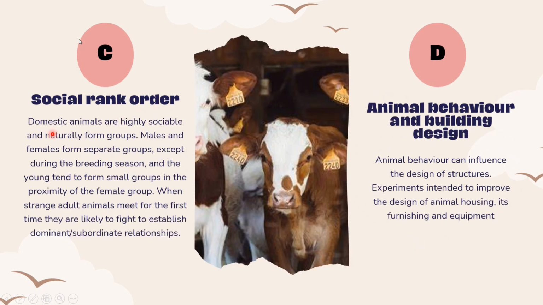Social rank order. Domestic animals are highly sociable and naturally form groups. Males and females form separate groups, except during the breeding season, and the young tend to form small groups in the proximity of the female group. When strange adult animals meet for the first time, they are likely to fight to establish dominant-subordinate relationships.